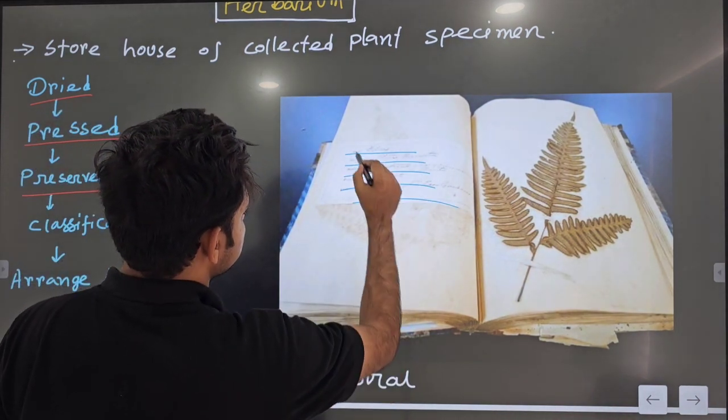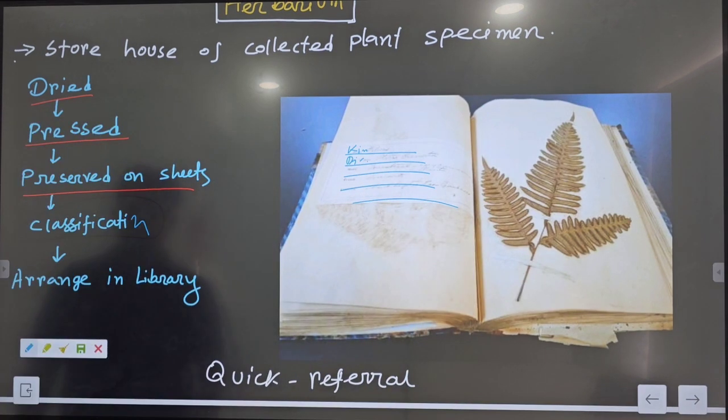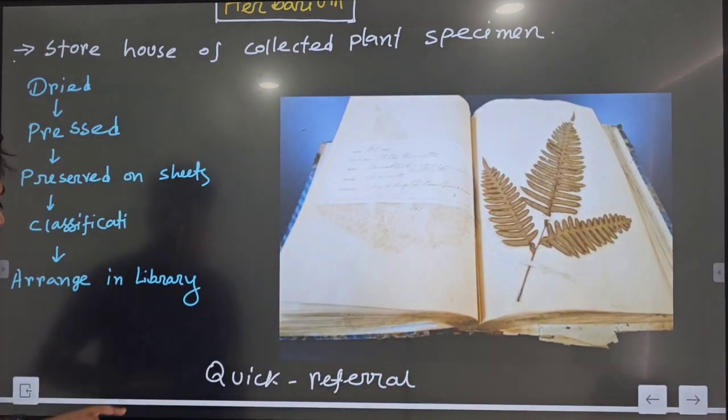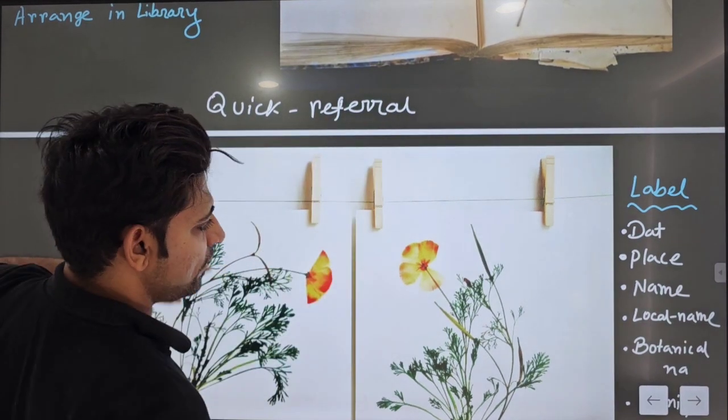Here the classifications are written: what is the kingdom, what is the division, and all the things. And ultimately, you keep the pages in a file, and the files you keep in a library, the herbarium library, for future quick referral.